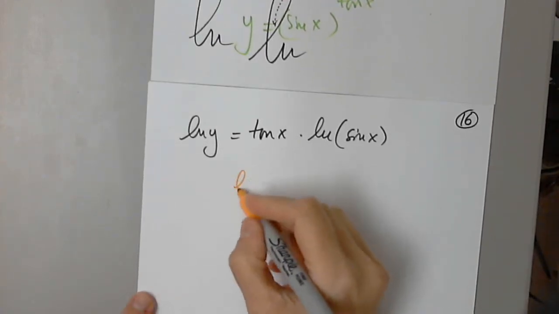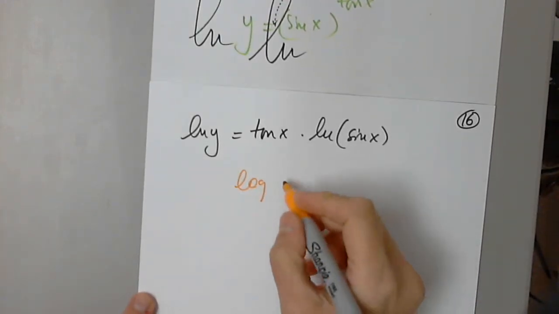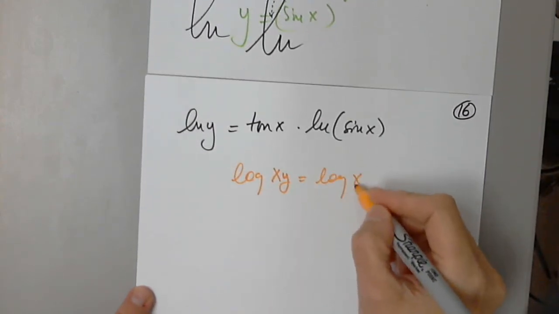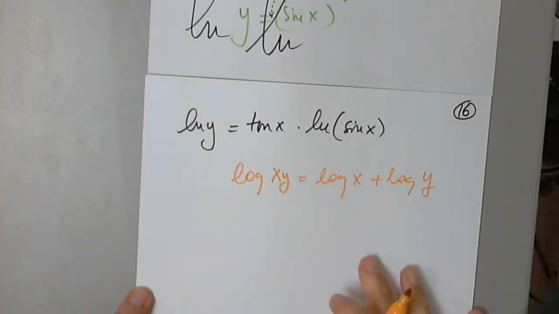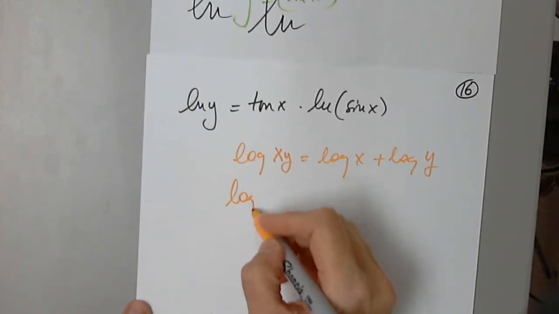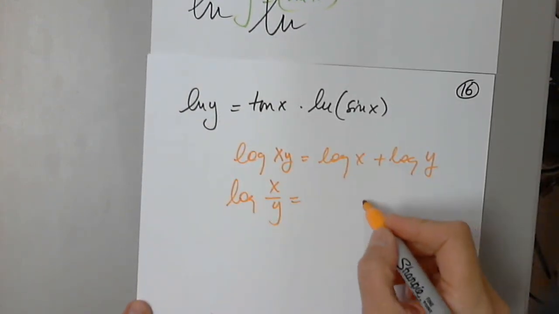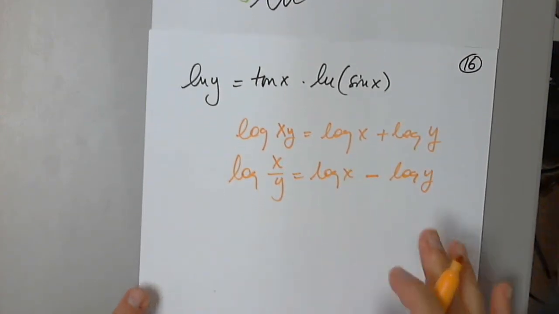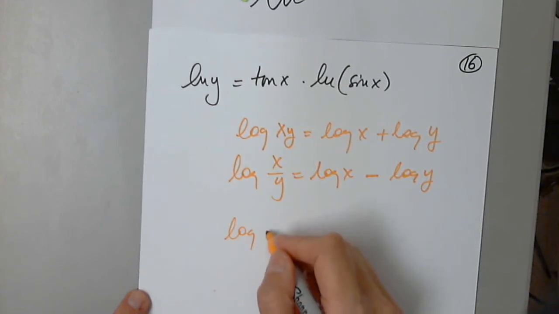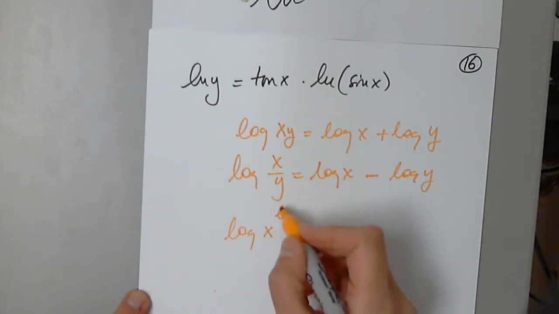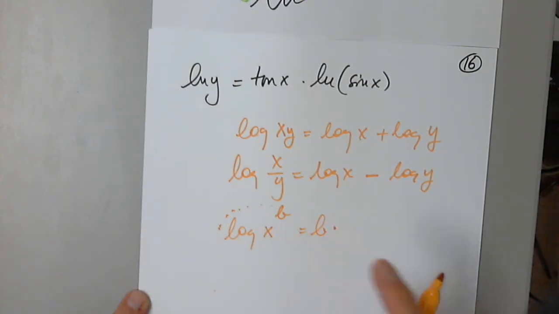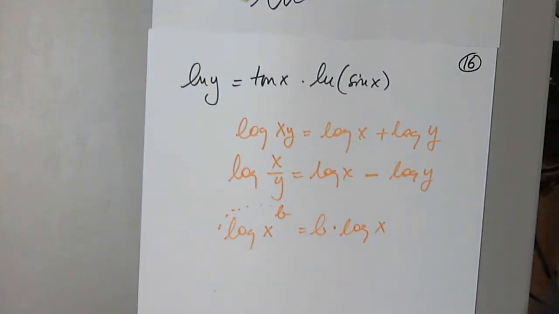So log has three properties. When we apply it to a product, it is log x plus log y. When we apply log to a ratio, it's the same but the difference: log x minus log y. And when we apply log to a power, x raised to b, the power goes in front as a factor, meaning multiplication: b times log x.